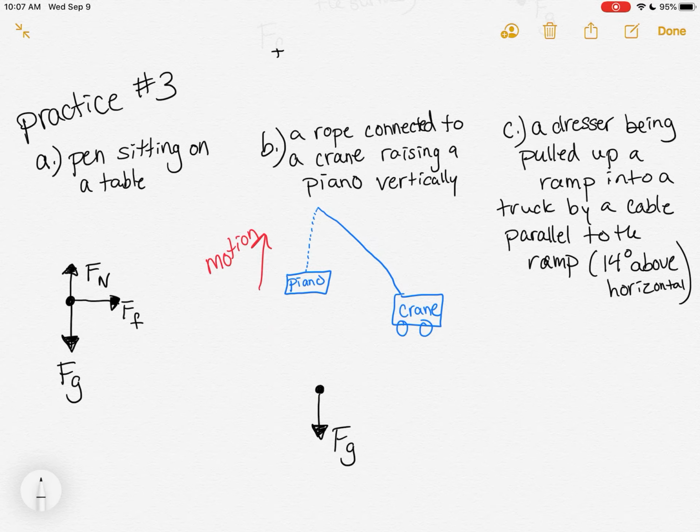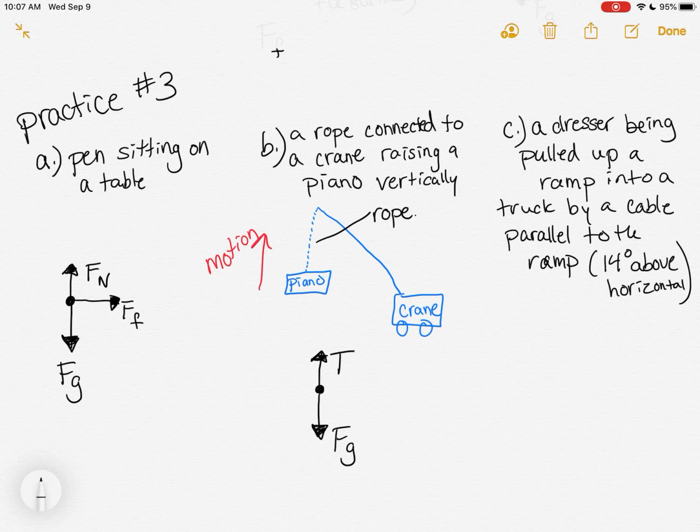For the piano, we are not going to have a normal force because the piano is not resting on a surface. We are not going to have a friction force because it's not moving against a surface. But we are going to have a tension force. And that's because of the rope.